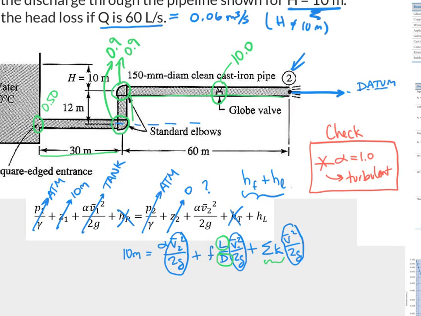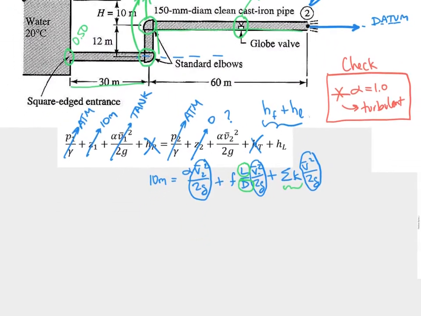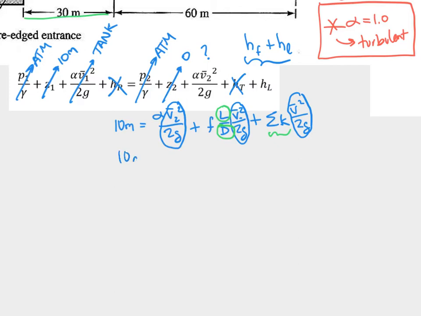Okay, so we've got the K's, we've got the L, we've got the D, and now we've got F, and we've got V. So this is the point where things start to get interesting. I'm going to simplify this one more step. So we've got 10 meters equals, we're assuming alpha is 1. Maybe I'll write that in red so that we can remind ourselves that that is a 1. And then I'm going to pull things out front, plus F, L on D.